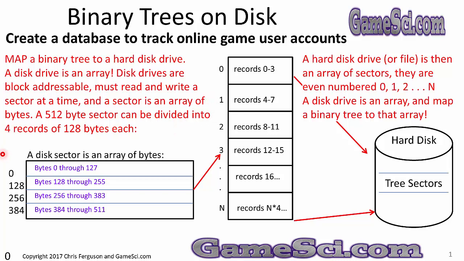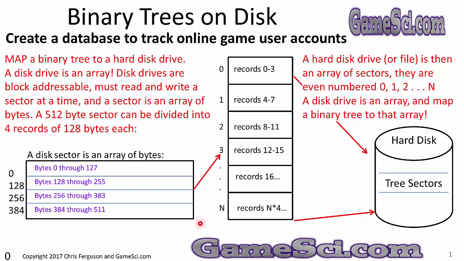A disk sector is an array of bytes. At byte offset 0, you can store 128 bytes, 0 through 127. At byte offset 128, you can store another 128 bytes between 128 and 255. At 256, another record of 128 bytes, bytes 256 to 383. And at byte offset 384, there's another 128 byte record.